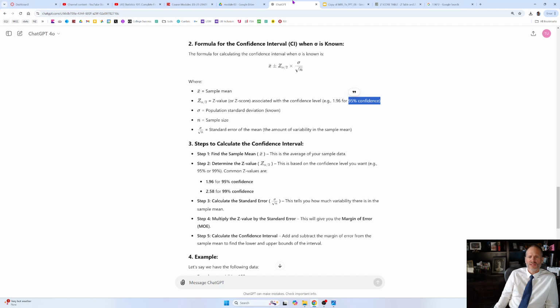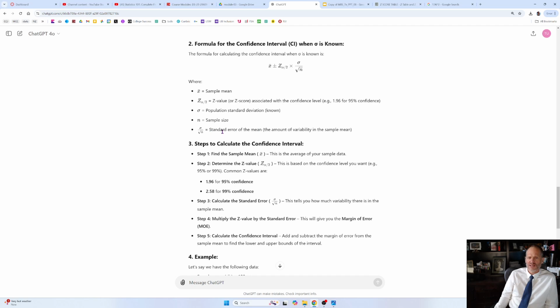Okay, so let's keep going, ChatGPT. This is sigma, lowercase sigma is the population standard deviation. Lowercase n is the sample size. And the population standard deviation over the square root of n is the standard error. It's the standard deviation of the sample mean. No, it's just the standard error.